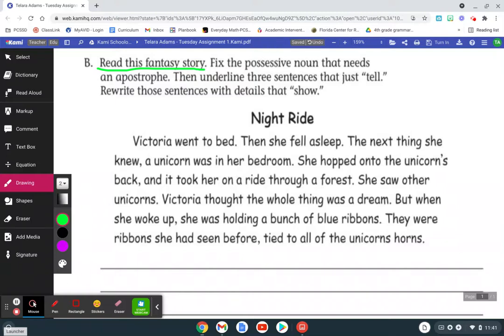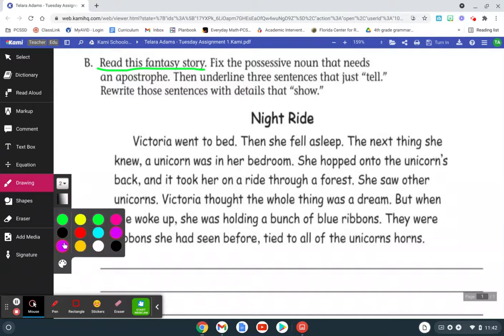Victoria went to bed. Then she fell asleep. The next thing she knew, a unicorn was in her bedroom. She hopped onto the unicorn's back, and it took her on a ride through a forest. She saw other unicorns. Victoria thought the whole thing was a dream. But when she woke up, she was holding a bunch of blue ribbons. They were ribbons she had seen before, tied to all of the unicorn's horns.